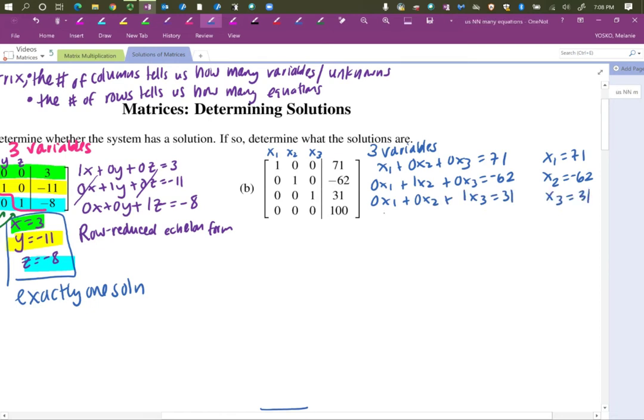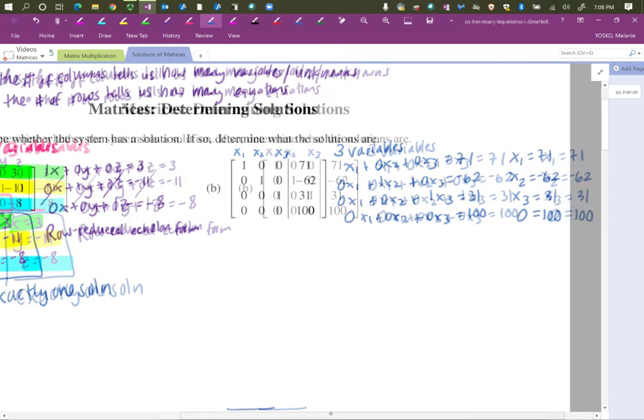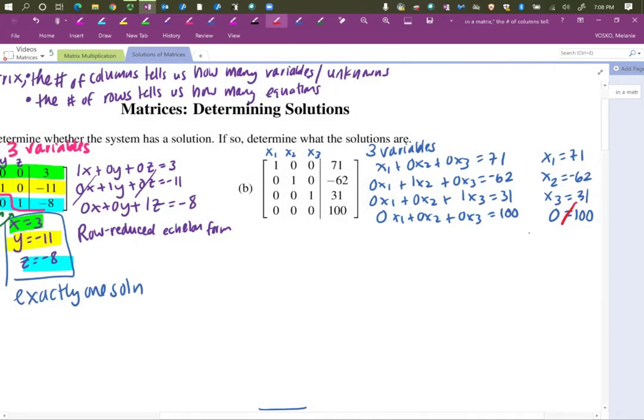And then we look at the last one. 0x1 plus 0x2 plus 0x3 is 100. So we see 0 is equal to 100. Okay, well, we know that's garbage. 0 is not equal to 100. This statement right here is false. So that means there is no solution.